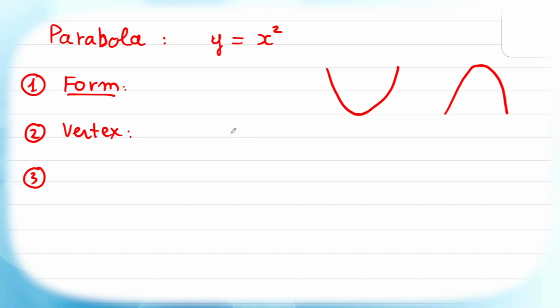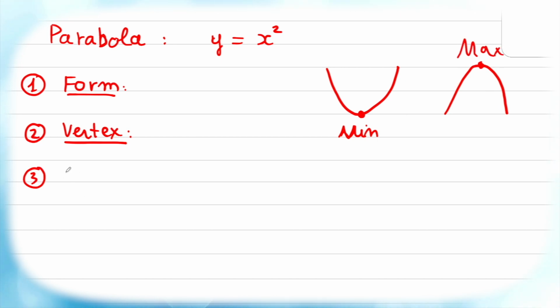about the vertex when you want to graph a parabola. The vertex means the point at this position or the point at this position. Another name of the vertex in this form is the min point, and for the form of the graph here we call it the max point.